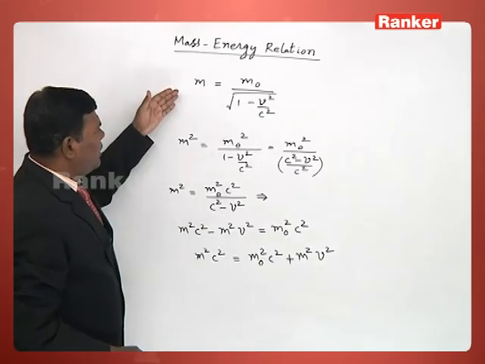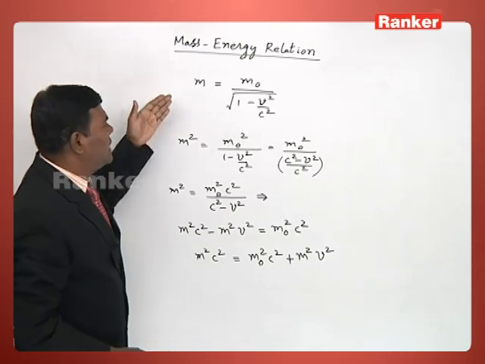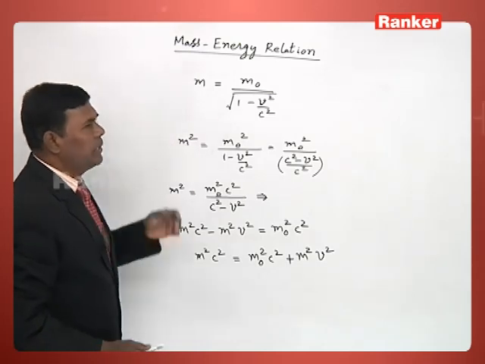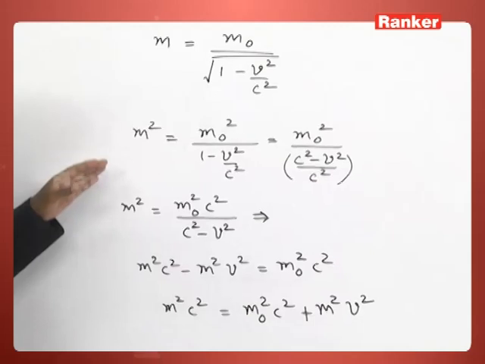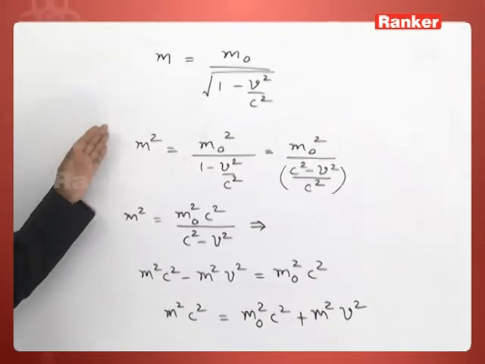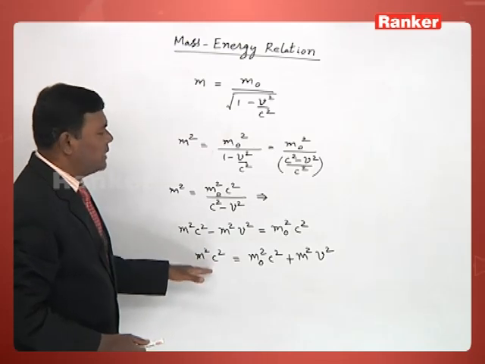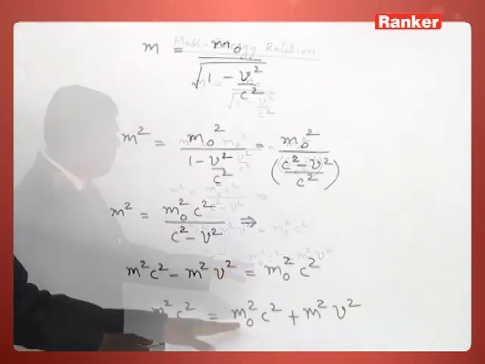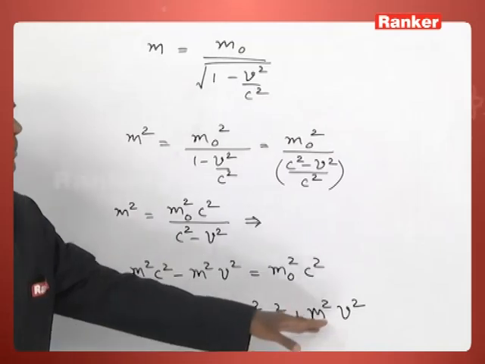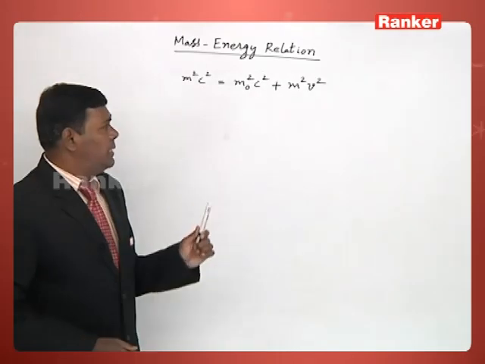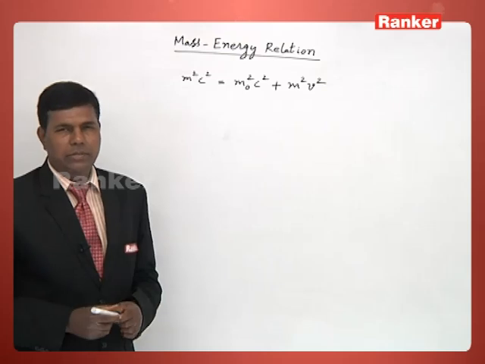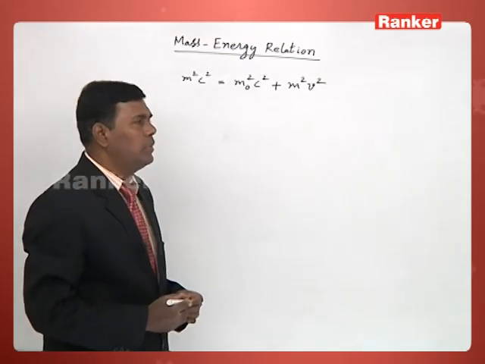So here we have started with the relativistic mass of a particle, which varies with respect to its velocity, and then we have written an expression by squaring both sides of the equation. Finally we got this expression: m²c² = m₀²c² + m²v². Now this is the expression which we got. Next we will differentiate this expression on both sides.